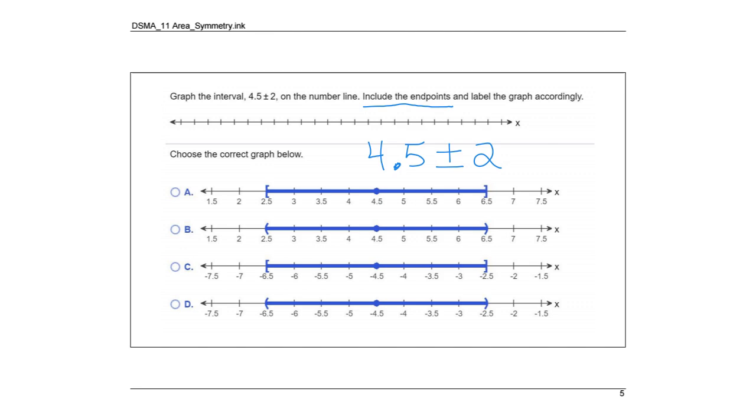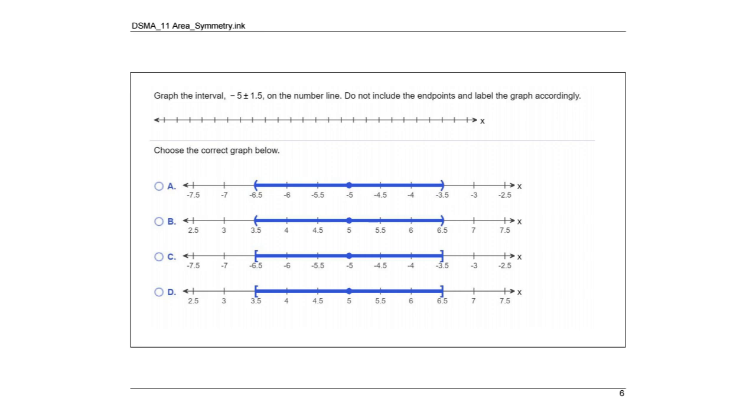We're going to subtract 2, go down to 2.5. We're going to add 2, go up to 6.5. And then, of course, since we're including the endpoints, we're going to use brackets. Notice B has parentheses. We don't want that. We're going to take A with the brackets, meaning that we are including the endpoints.